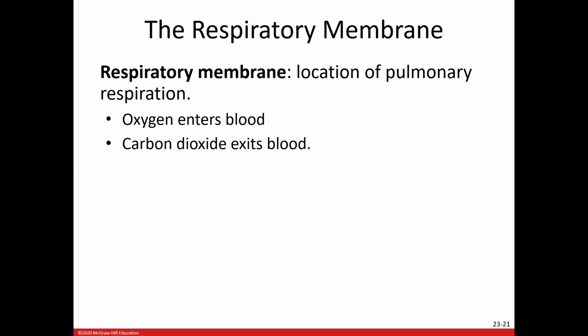Okay, and then the actual membrane that the oxygen and carbon dioxide diffuse across is called the respiratory membrane. So this is the literal location of pulmonary respiration. So oxygen is always entering the blood, carbon dioxide always leaving the blood. We want oxygen, of course, to go in, get to our tissues, and carbon dioxide to come back from the blood and be removed from the body.